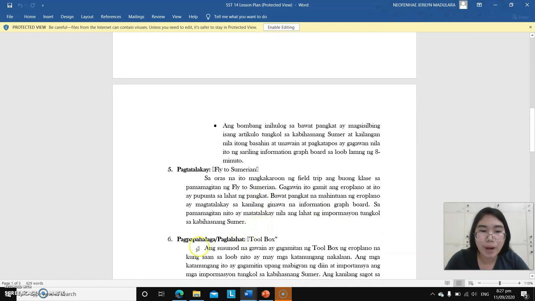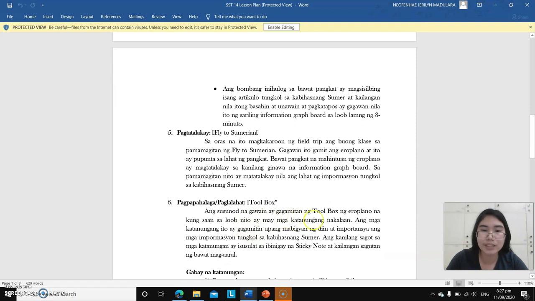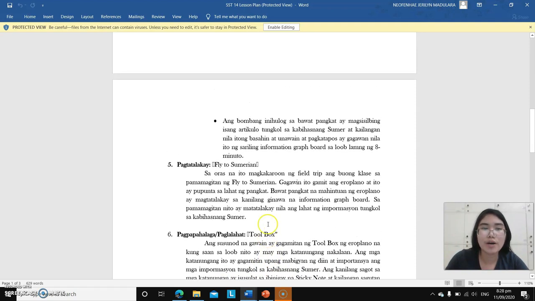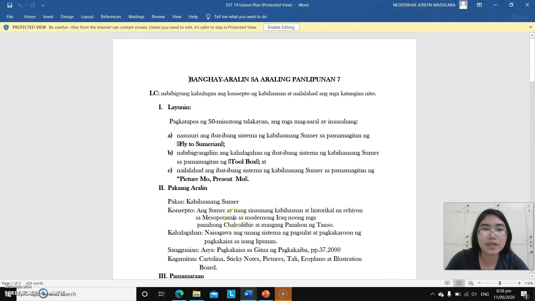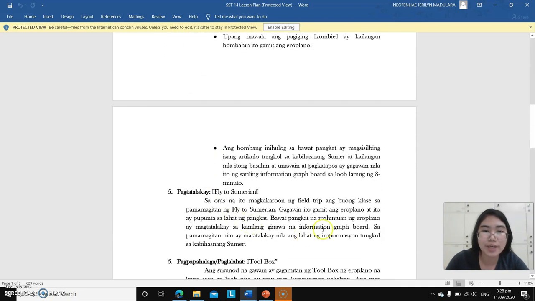Next one, pagpapahalaga or paglalahat: toolbox. Ang susunod na gawain ay gagamitan ng toolbox ng eroplano na kung saan sa loob nito ay may mga katanungang nakalaan. Ang mga katanungang ito ay gagamitin upang mabigyan din ng importansya ang mga impormasyon tungkol sa kabihasnan ng Sumer. Ang kanilang sagot ay isulat sa sticky note. Okay, toolbox. We have specific learning objective number 2 na bibigyang halaga. Check. It is attained by having this one.